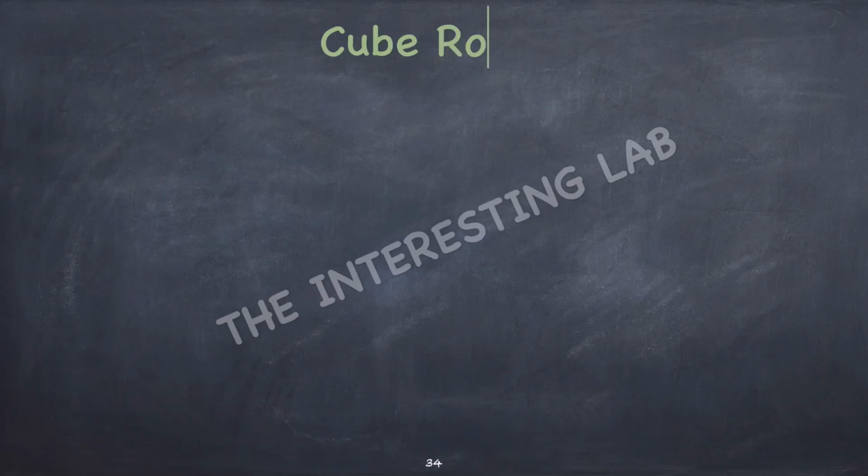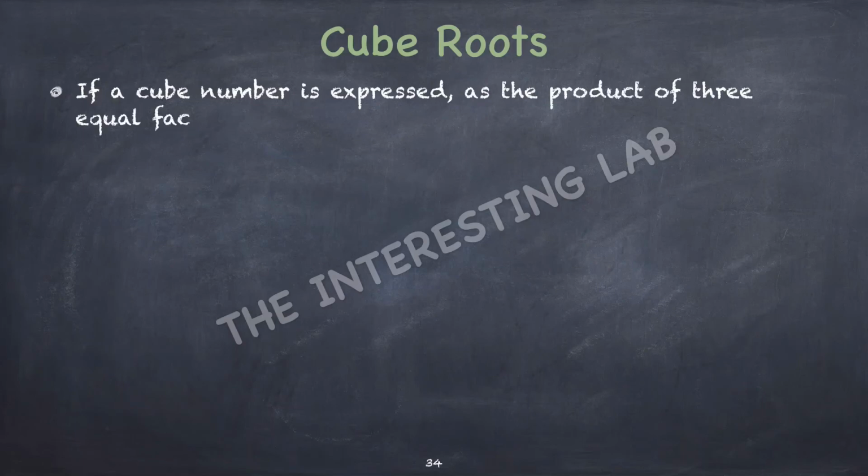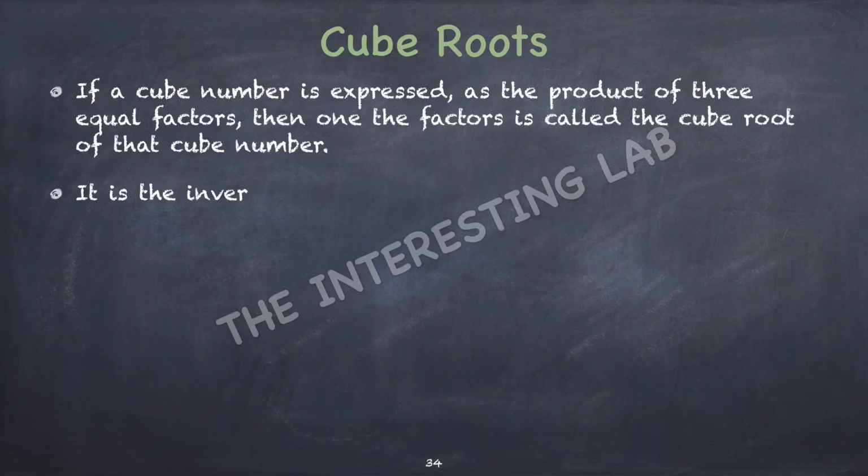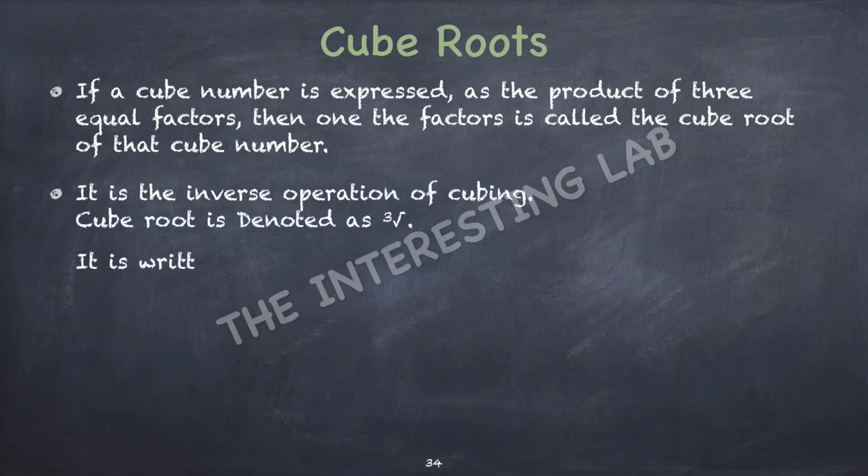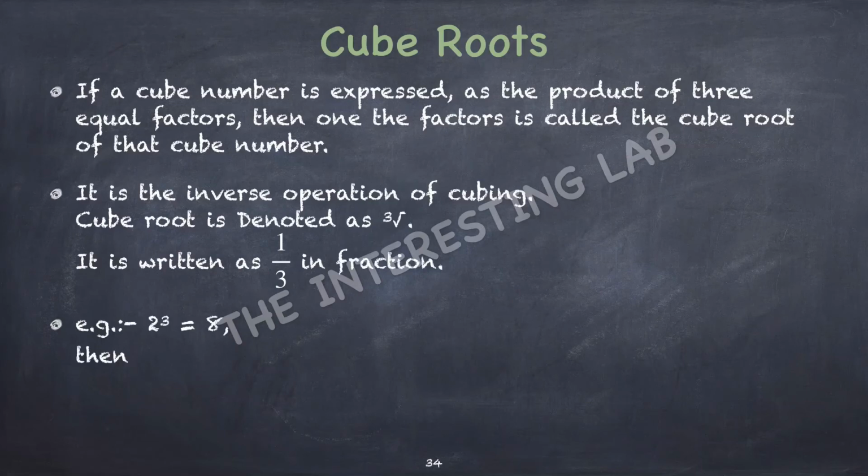Cube roots. If a cube number is expressed as the product of 3 equal factors, then one of the factors is called the cube root of that cube number. It is the inverse operation of cubing. Cube root is denoted by this symbol. It is written as 1 by 3 in fraction. E.g. 2 cube equals 8, then 2 equals 8 power 1 by 3. Therefore, cube root of 8 equals 2.